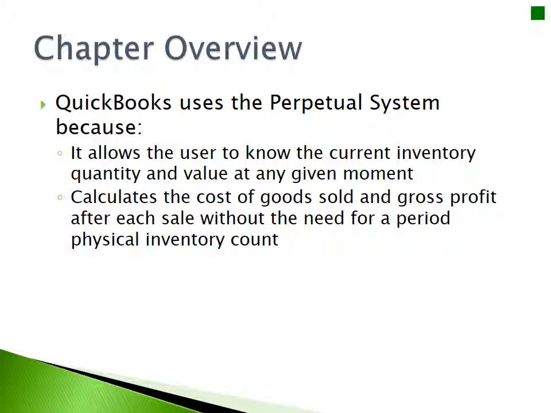QuickBooks uses the perpetual system because it allows the user to know the current inventory quantity and value at any given moment and calculates the cost of goods sold and gross profit after each sale without the need for a periodic physical inventory count.